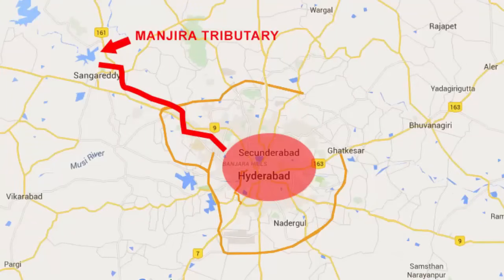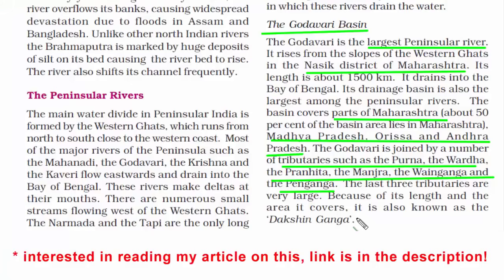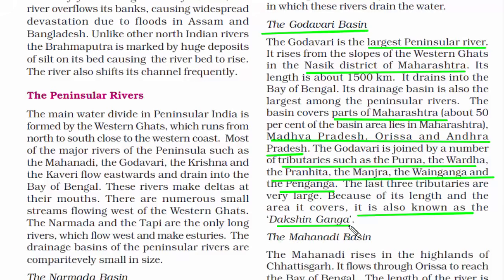Actually it's called Manjira. And currently this tributary is dried up, so the state government is trying to pull in water from some other tributary, and hence there's a new water channel that has been made to deliver water to the city. And the other name given to Godavari is Dakshin Ganga.